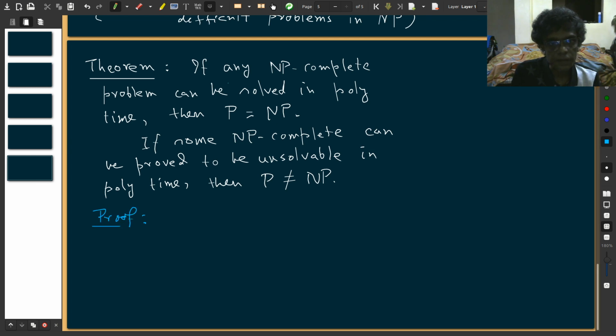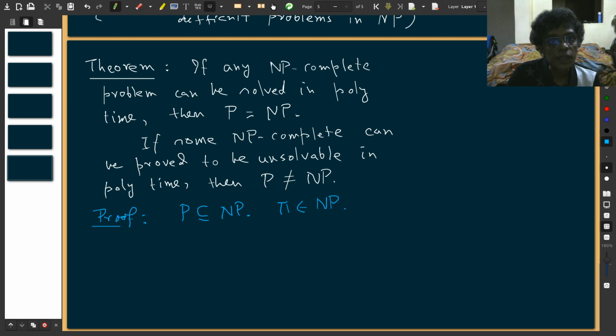The second statement is actually almost obvious. We already know P is contained in NP, so I want to prove the converse in order to prove this equality. So, take any problem pi in NP.